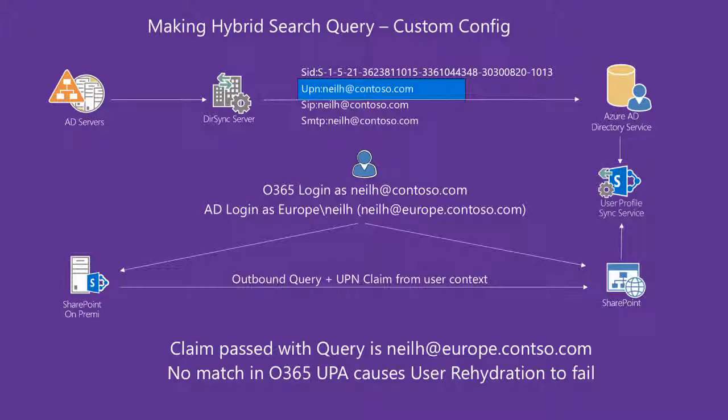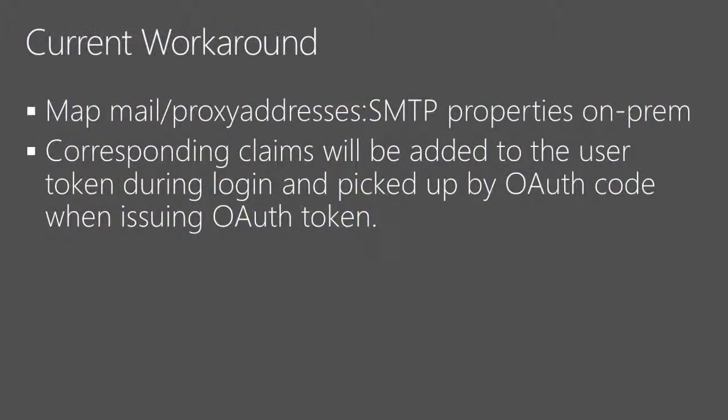Very, very straightforward. The current workaround for this is to map your SMTP proxy, your mail proxy addresses. So not the straightforward SMTP address. You're adding the UPN you want to use for login, and you map them to your SMTP proxy addresses via the DirSync process. So you're adding additional values into that field in Office 365, which means we can then make that comparison. And when we make that SMTP comparison, we get success.